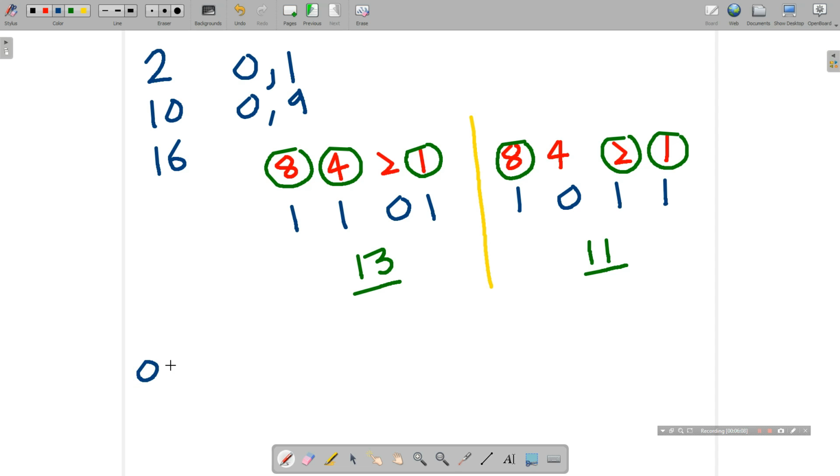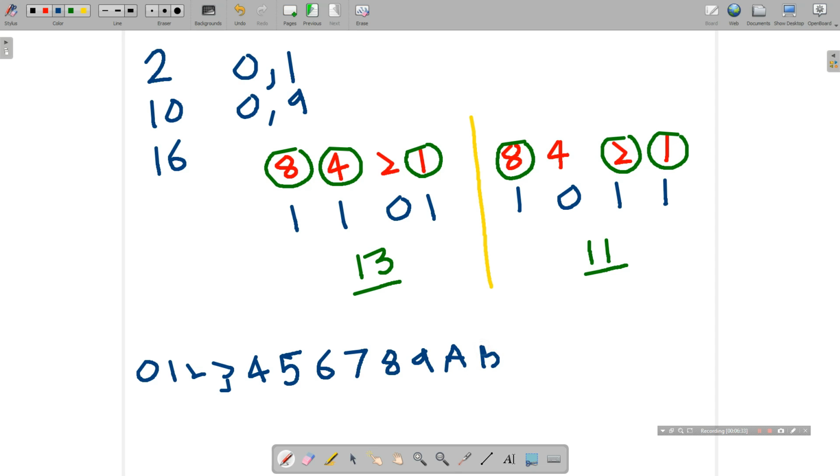Well, we have 0, 1, 2, 3, 4, 5, 6, 7, 8, 9. Well, that's 10 digits, but we've got a good way to go yet. So what do we come to next? It's A, and then B.